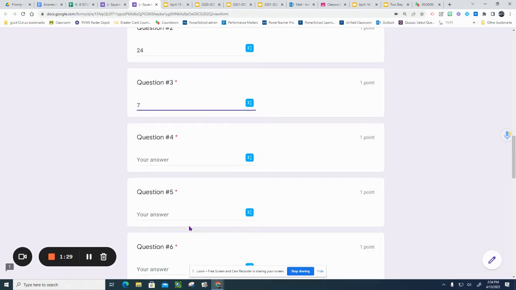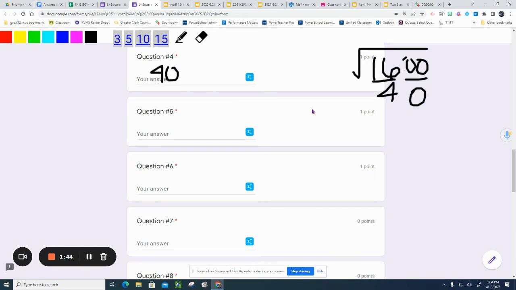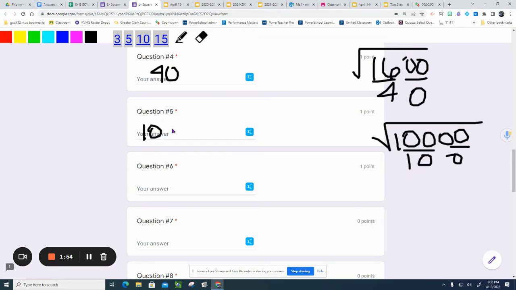Now we're going to do question number 4, 5, and 6. So number 4 is the square root of 1600. And what I'm looking at is I have 2 zeros and I have the square root of 16. So my answer to that one is 40. The square root of 10,000. Well, this makes a 0. This makes a 0. And I have a 1 in front of it. So my answer is 100.